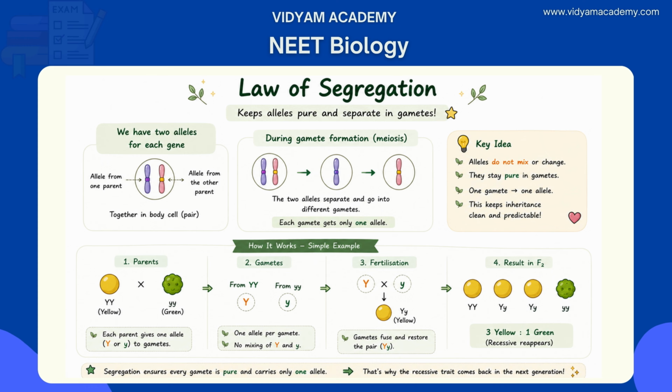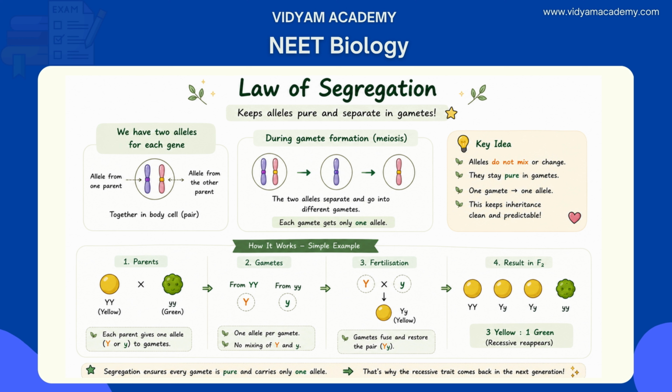Every diploid organism carries two alleles for each gene, one from each parent. During meiosis, homologous chromosomes carrying these alleles separate into different cells. So each gamete receives only one allele per gene. This is the law of segregation. Alleles stay pure, do not blend or alter each other, and segregate cleanly. At fertilization, two gametes fuse, restoring the diploid condition.